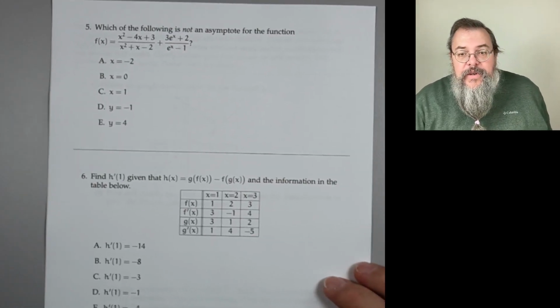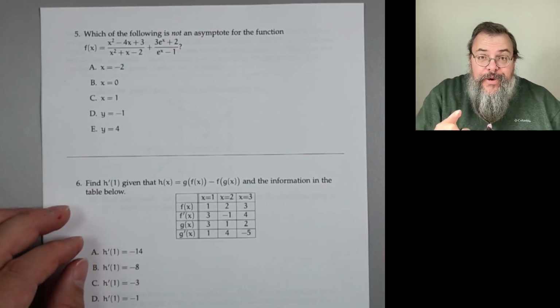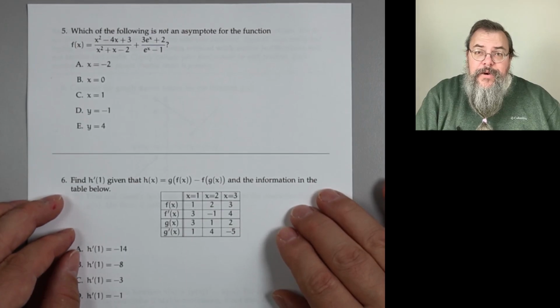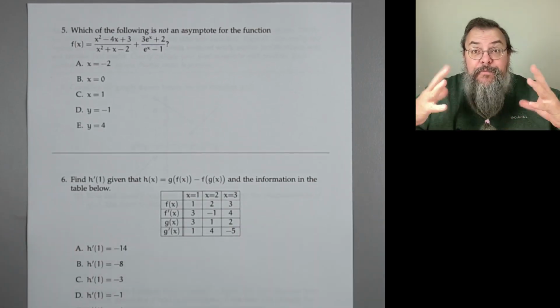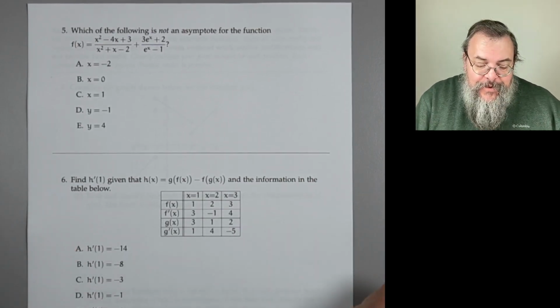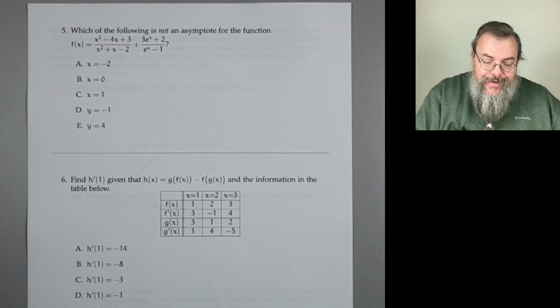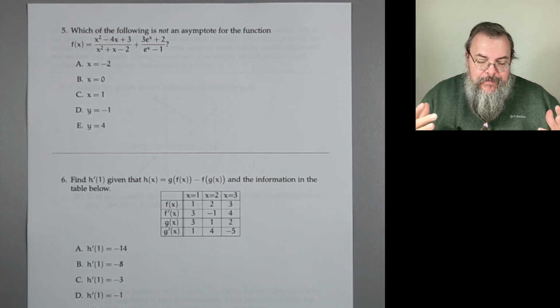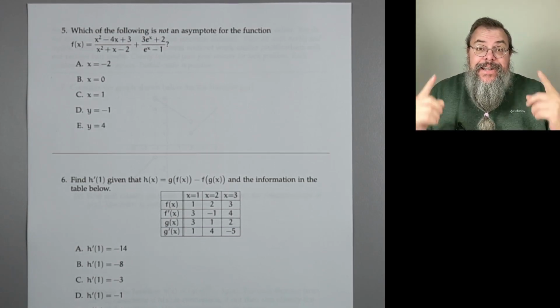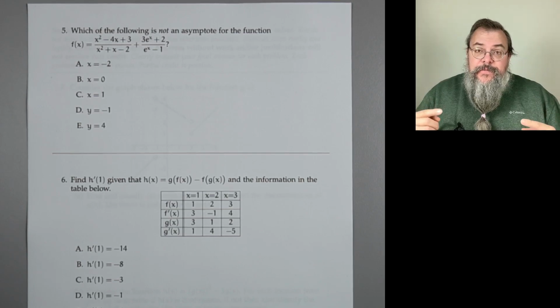All right, nice. We're moving at a good pace, and that's important, because we want to make sure we get through our multiple choice and leave ourselves plenty of time, because those long answers are long sometimes. Number 5. Which of the following is not an asymptote for the function?